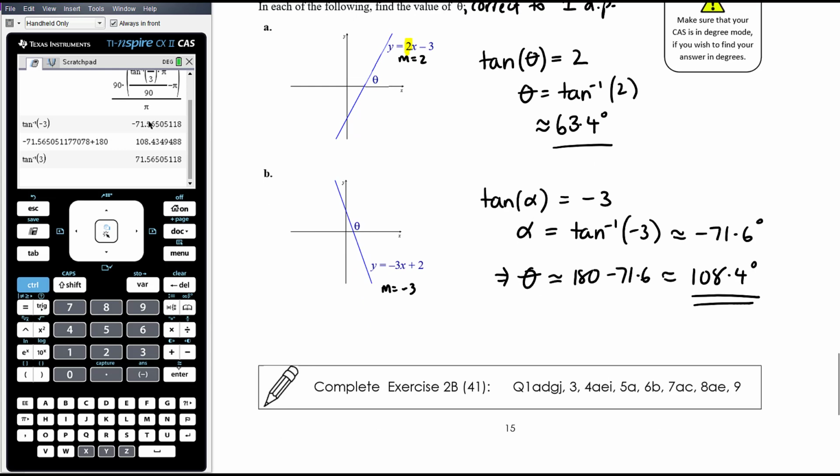Okay, exercise 2b to do with just some revision of gradient and also some practice of this angle of slope.